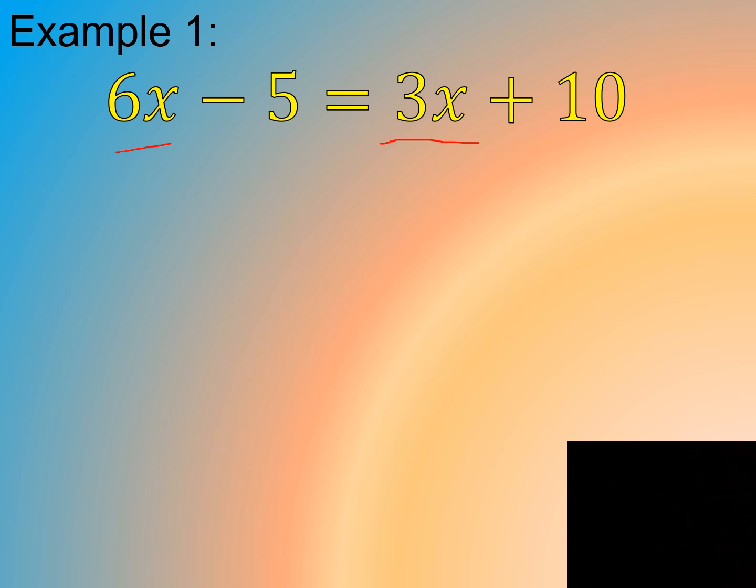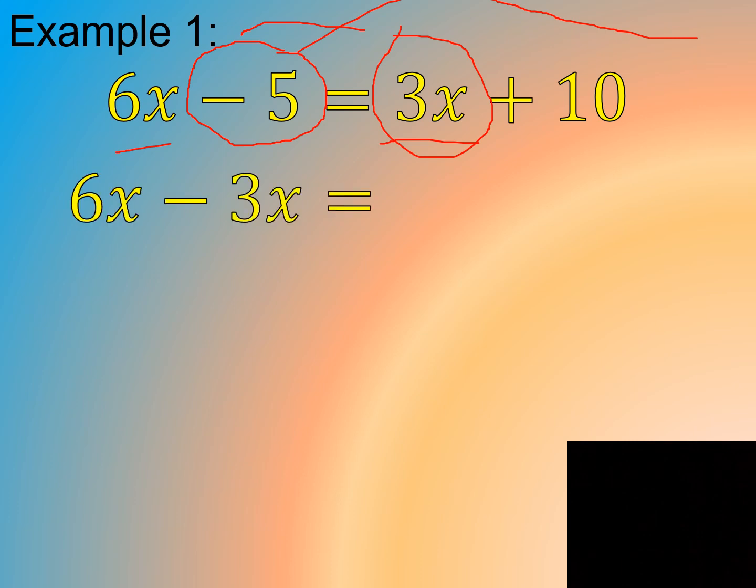transpose 3x to the left side of the equation. So if we transpose 3x to the left side, it will become negative 3x. Likewise, we transpose negative 5 to the right side of the equation, and that becomes positive 5. So we now have 6x minus 3x is equal to 10 plus 5.